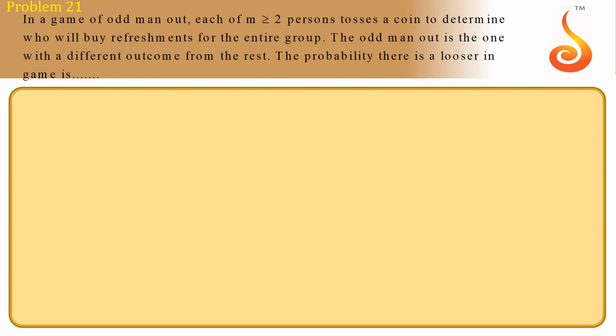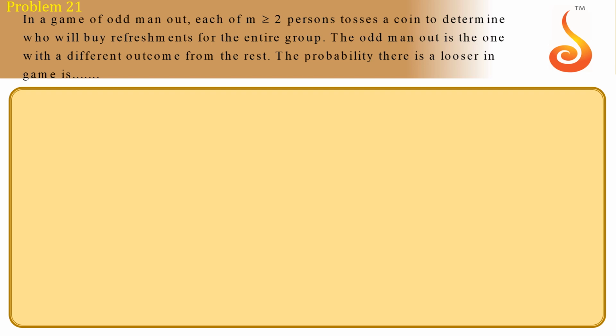mC1 by 2 power m. Then one odd man out will come. Whoever throws that head, remaining all are tails. Then the game is over. A party will be taking place. That fellow will buy the refreshments for all others. Same thing, one person gets tails, remaining all heads. That is also mC1 by 2 power m, that probability also.